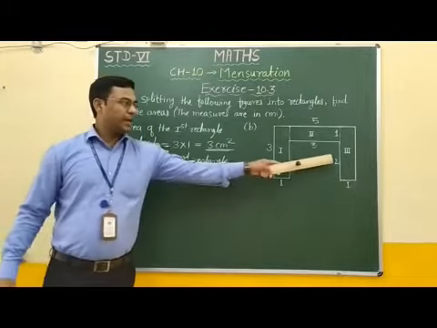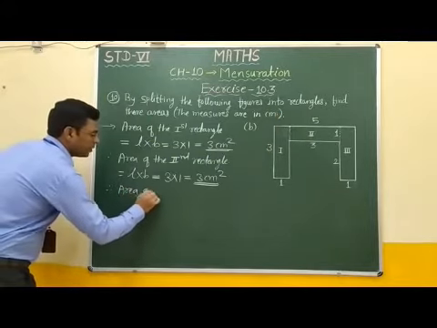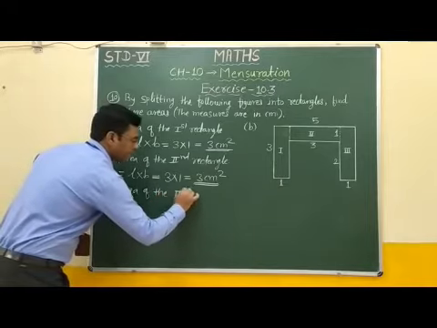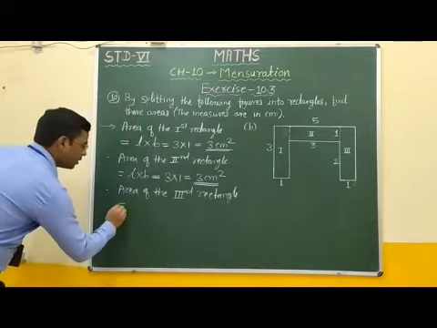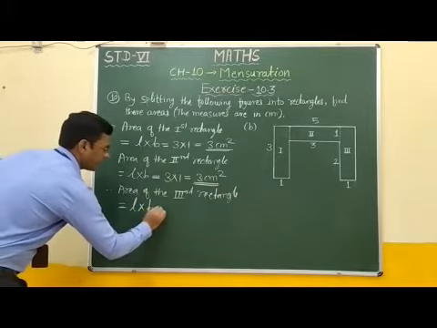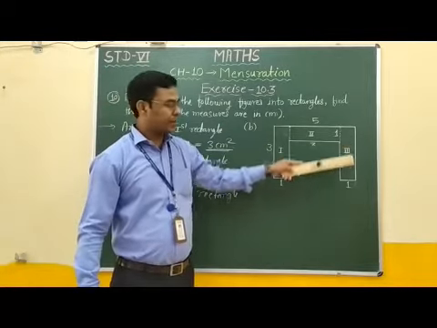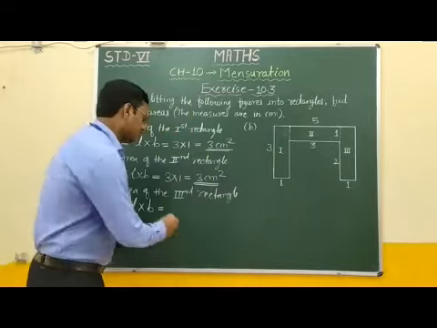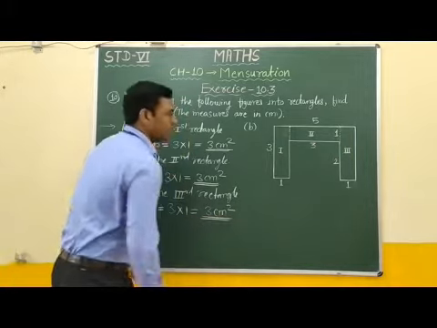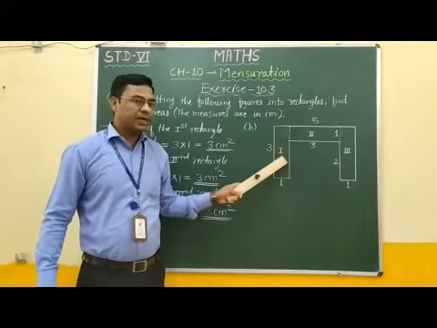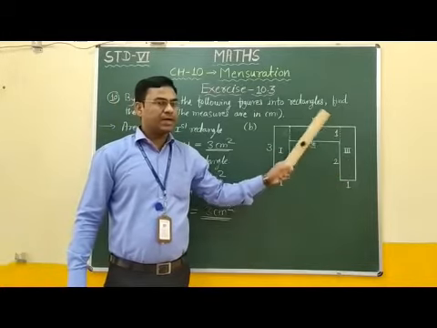Now the area of the third rectangle. Therefore area of the third rectangle which is equal to L into B. Now students, in this rectangle this is 3 cm, therefore this side is also 3 cm and width is 1 cm. Therefore 3 into 1 which is equal to 3 cm square. Therefore students, in this figure area of the first rectangle is 3 cm square, area of the second rectangle is 3 cm square, area of the third rectangle is 3 cm square.